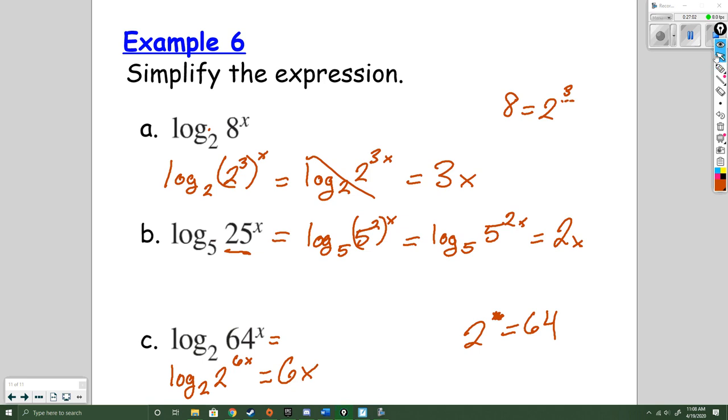Awesome sauce. So that's just our introduction into logarithms and exponents and evaluating logarithms and exponents by rewriting in logarithmic or exponential form.